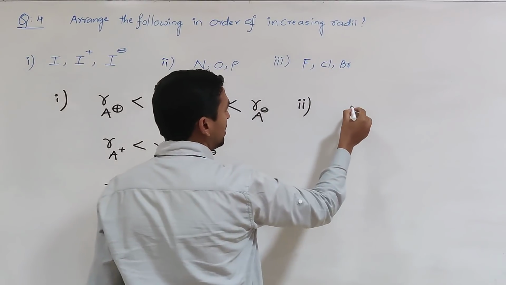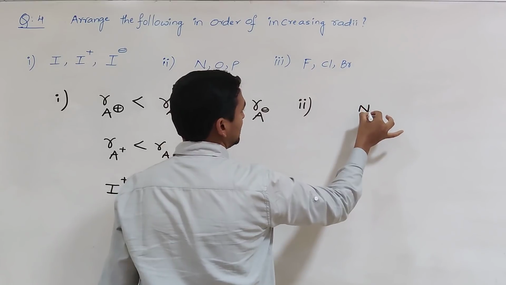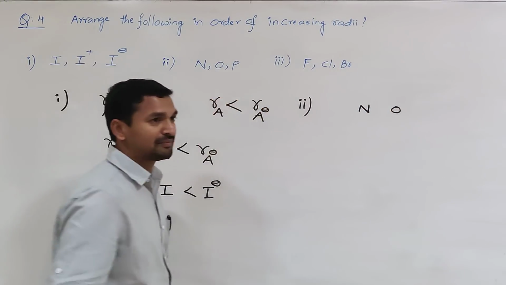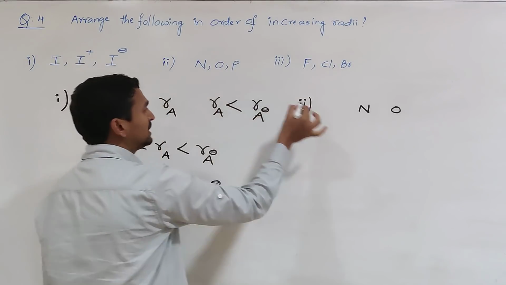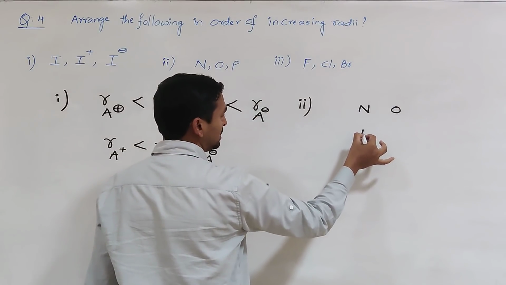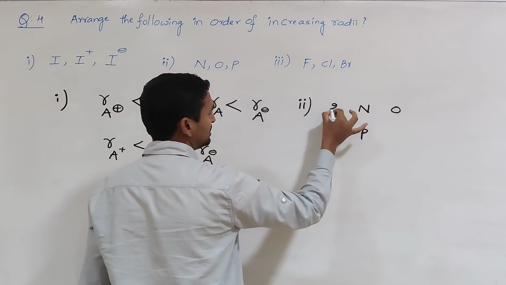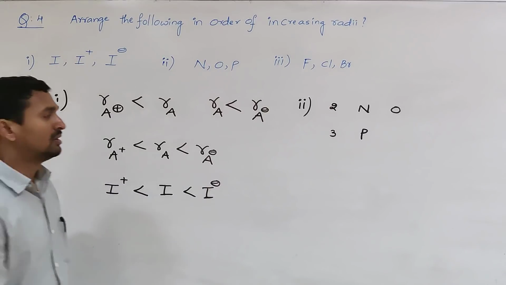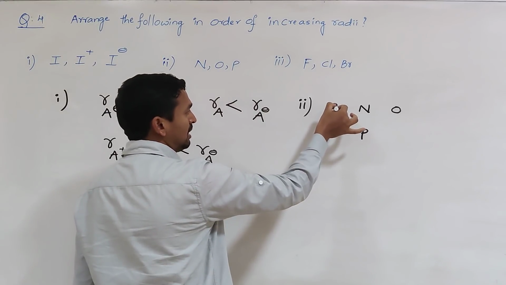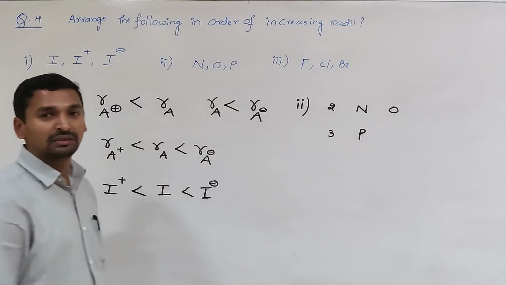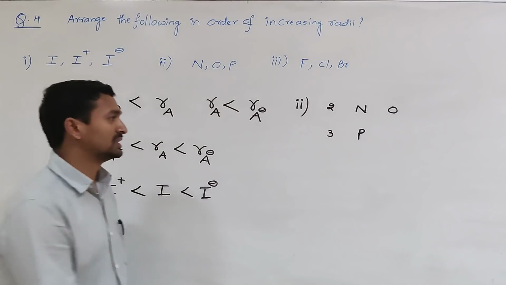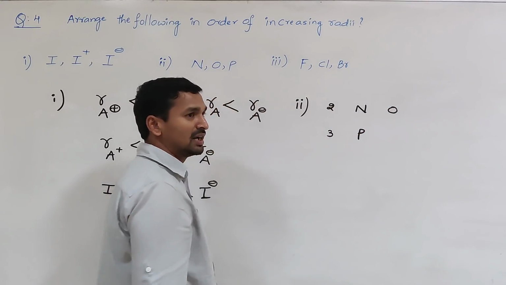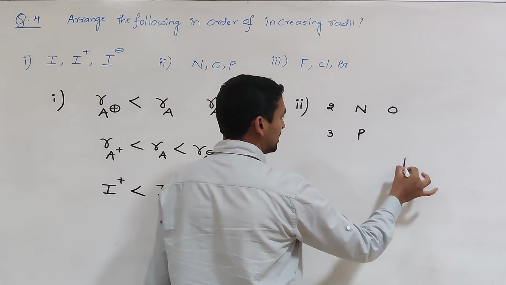Nitrogen and oxygen belong to the second period. First nitrogen comes, after that oxygen. And phosphorus is next to nitrogen, that is a third period element. This is a second period element, this is a third period element. So generally, as the period increases, the size of the atom also increases. So among nitrogen, oxygen and phosphorus, which is larger in size? Phosphorus is larger in size.